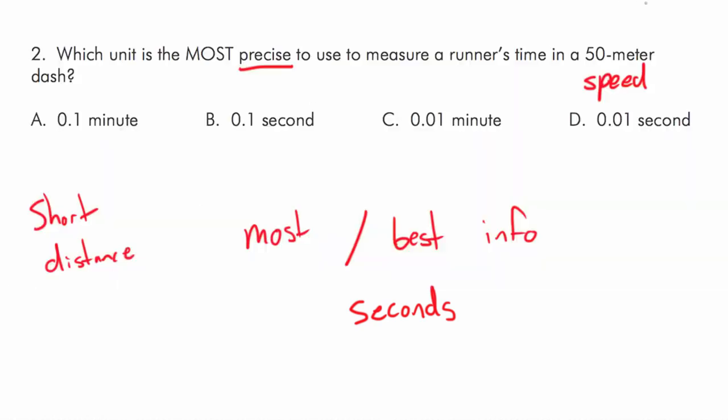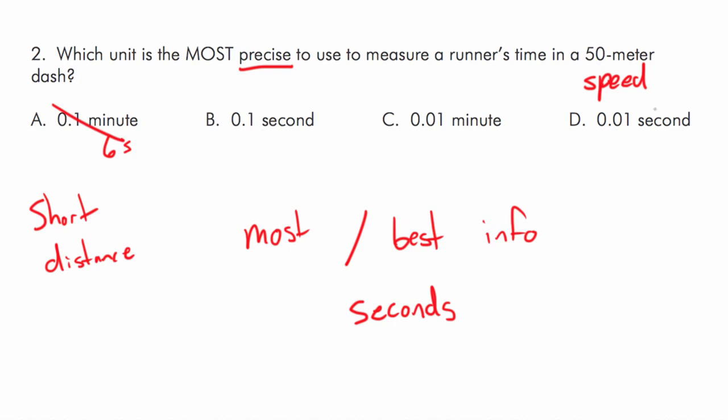And if you want to help visualize that, it's about half of a football field, if you think about that, half of one. So, the most precise is smallest. So I see 0.1 minute, which is 6 seconds. I see 0.1 second, which is hard to imagine, but that's very fast. 0.1 minute, so that is 1/100th of a minute. That's actually going to be pretty small, smaller than this one. So already I can get rid of A because C is more precise.